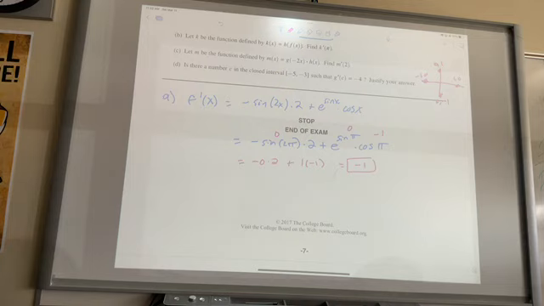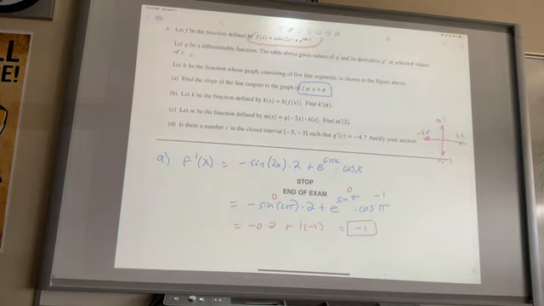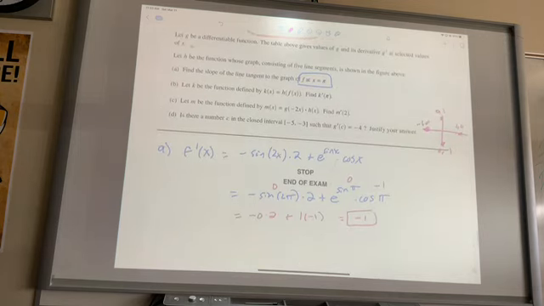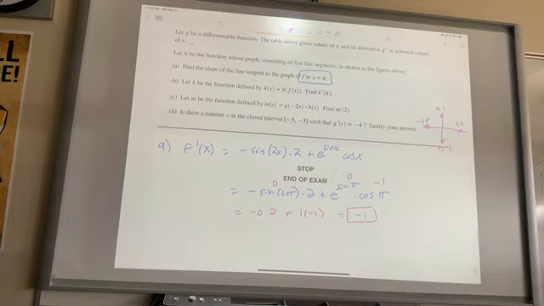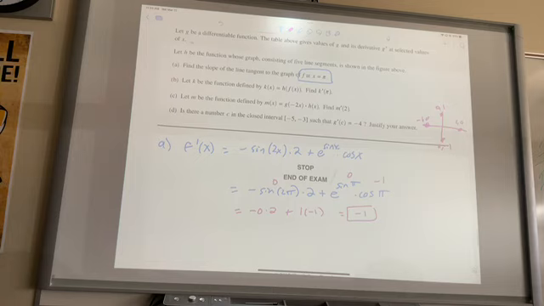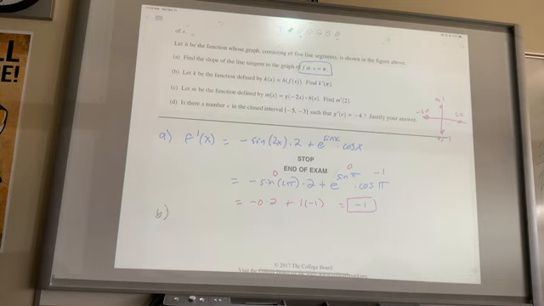Oh, but then we also have to plug in pi to the original equation. No, we don't need to make an equation. It just wanted the slope of the tangent line. That's it. I can never tell what it wants. Oh, the slope. That's all it wanted. Okay, the slope, so 2 points for getting negative one. Easy dubs.